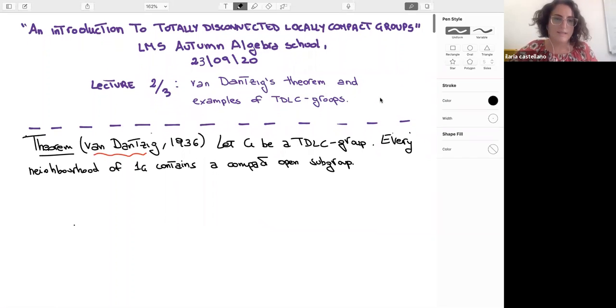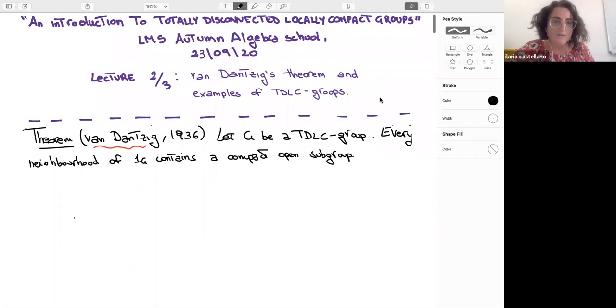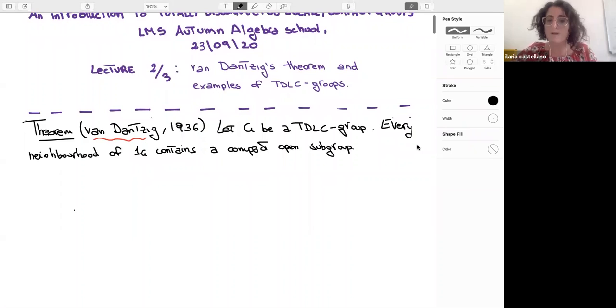Okay, let's start. So let's see the statement of this theorem. Van Dantzig proved in 1936 that if G is a totally disconnected locally compact group, then every neighborhood of the identity contains a compact open subgroup. This means that actually TDLC groups are full of compact open subgroups. This is not a trivial property, and it will turn out to be the property on which many techniques that we now use to investigate these groups are based.